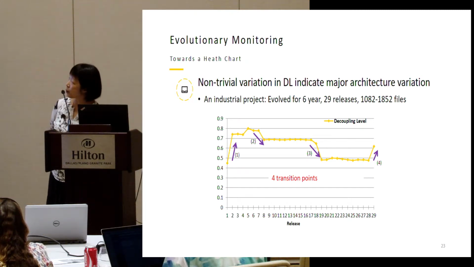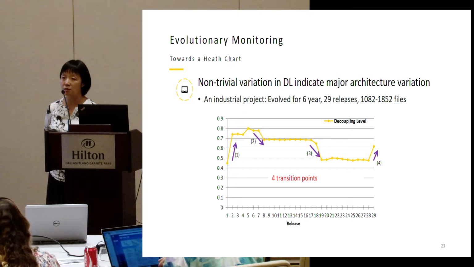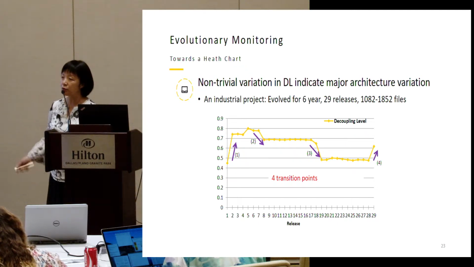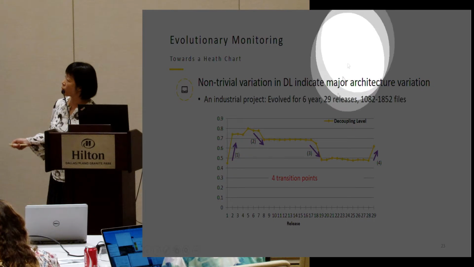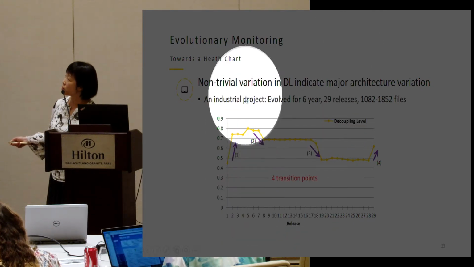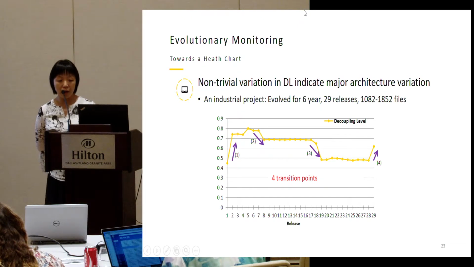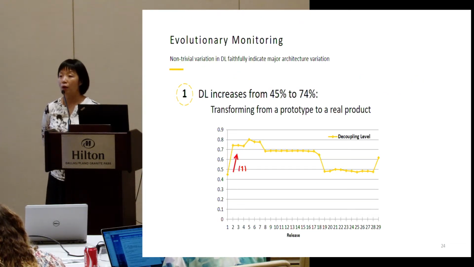And this is another project we did with an IBM project. In this project, we measured 29 releases of exactly the same project, and we measured the DL score of all the 29 releases. We observed 4 transition points: from release 1 to release 2, the DL score increases, then decreases, and increases again. So we went back to the chief architect of that project. We asked him, we found 4 transition points. Is that meaningful? Does that tell you anything?